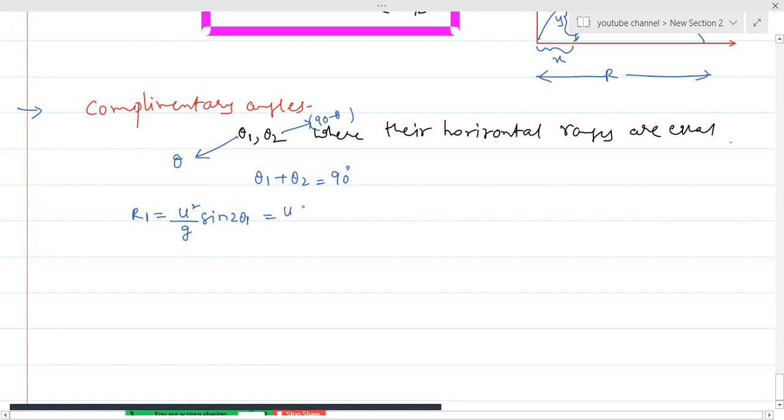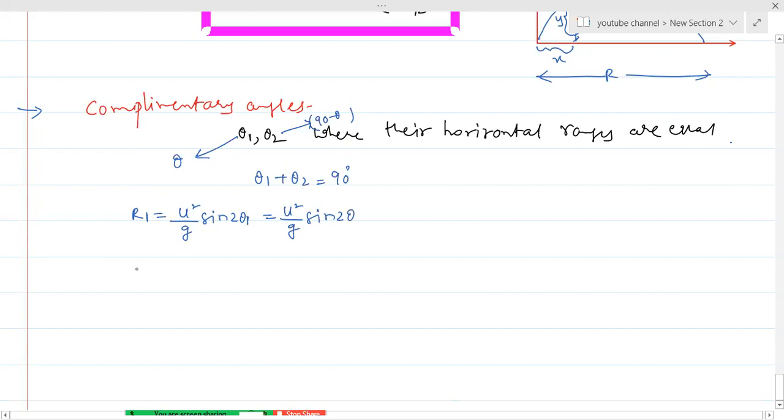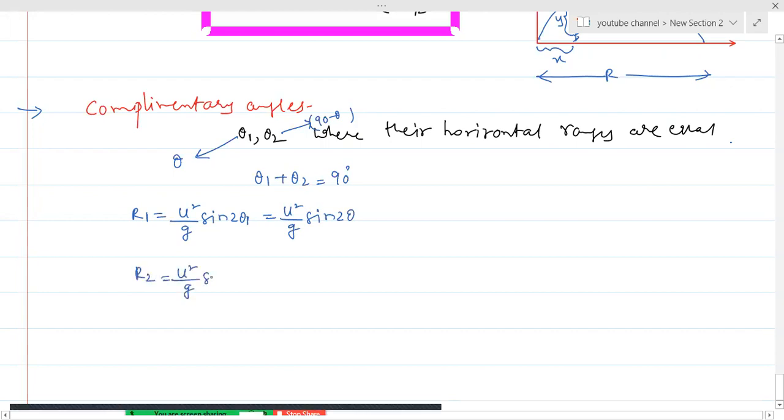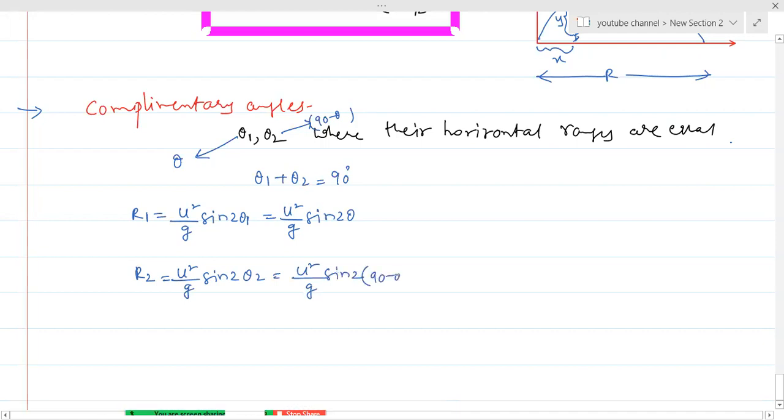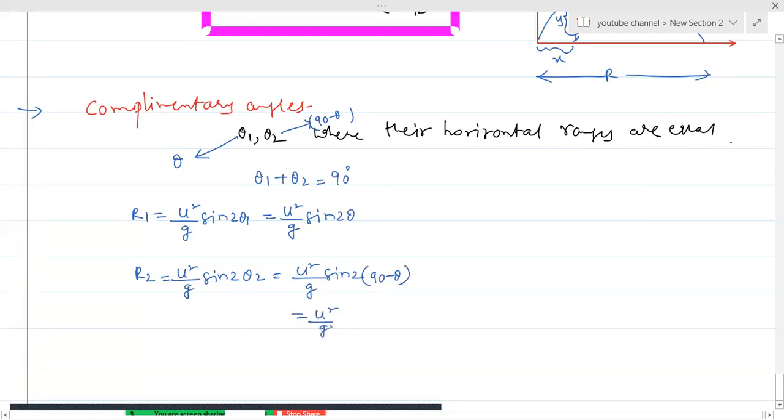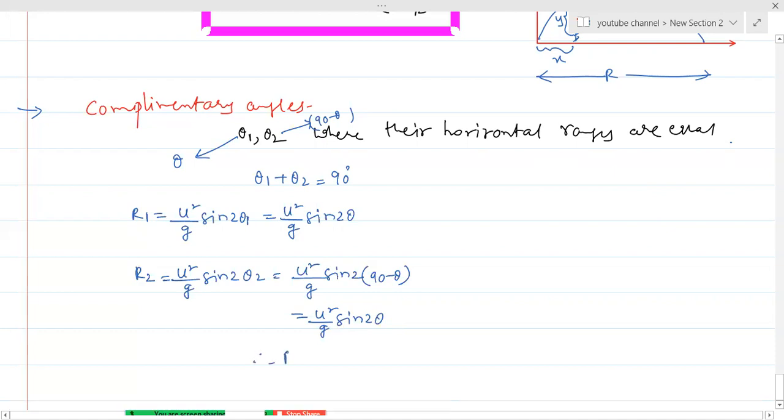So that is nothing but u square by g into sine 2 theta. And R2, now we are testing whether they are correct or not. U square by g into sine 2 theta 2, so theta 2 means 90 minus theta, so sine of 180 minus 2 theta. So finally u square by g into sine 2 theta. Therefore R1 is equivalent to R2, it was true.